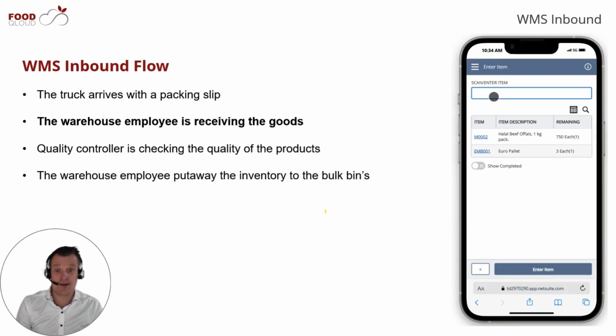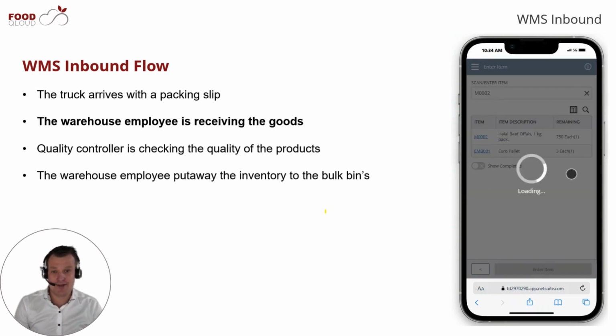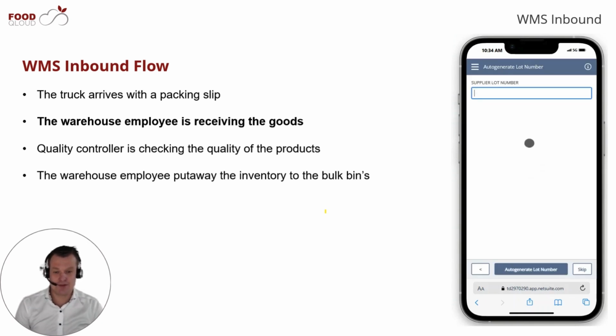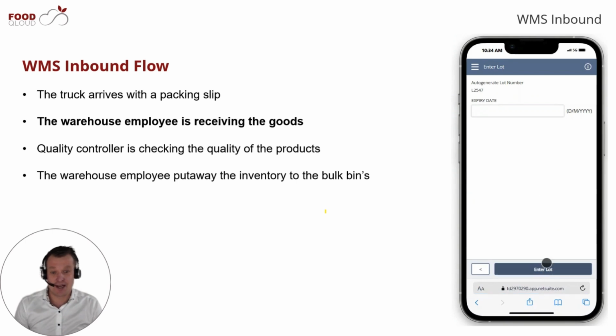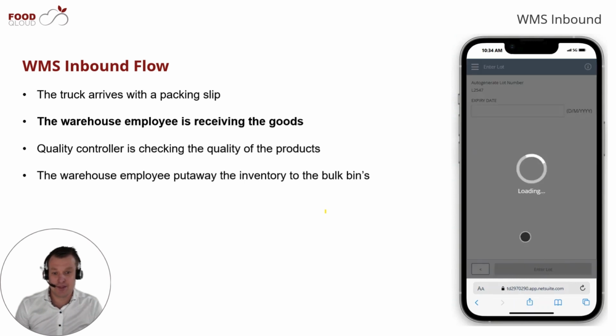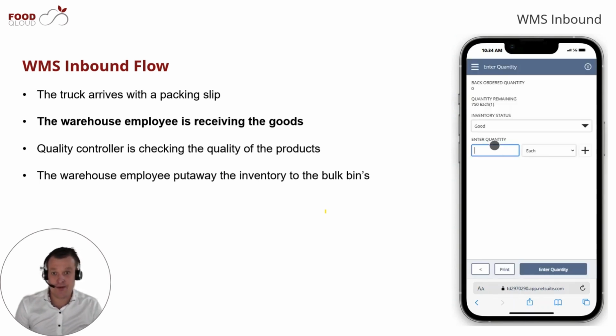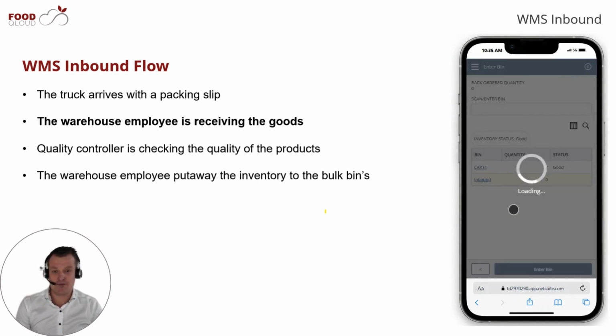We scan another item, enter, and we do the same thing over and over again. So you scan the supplier lot, auto-generated lot. You can also skip it and then enter a lot by yourself. When the item doesn't have an expiry date, just enter the lot, and you don't have the expiry date based on the lot. 750 each. Enter. And we scan the bin, thus the inbound bin.